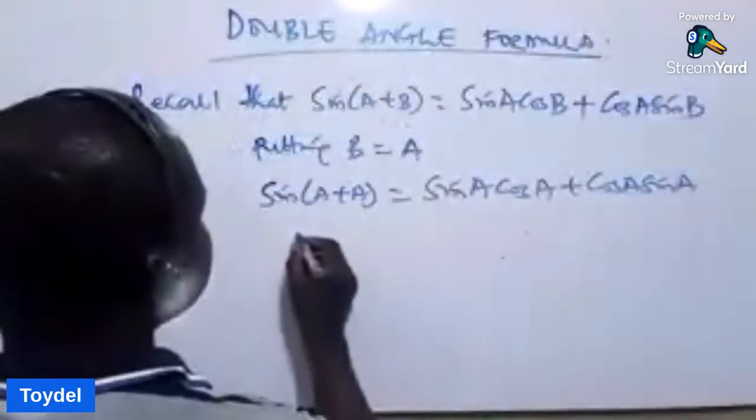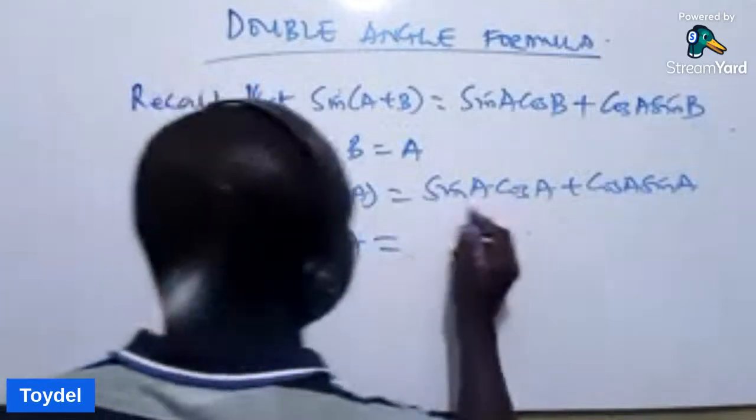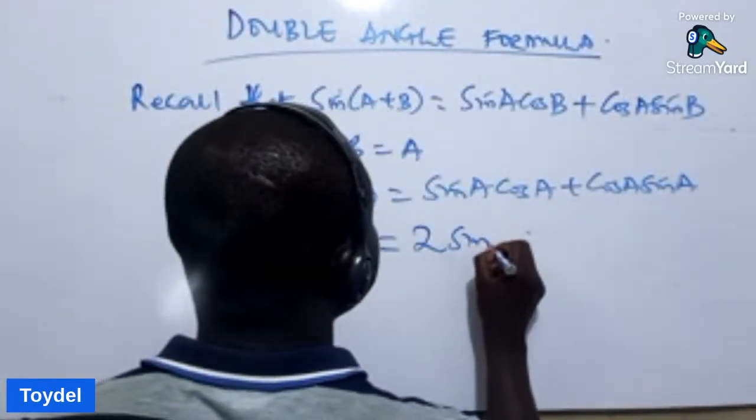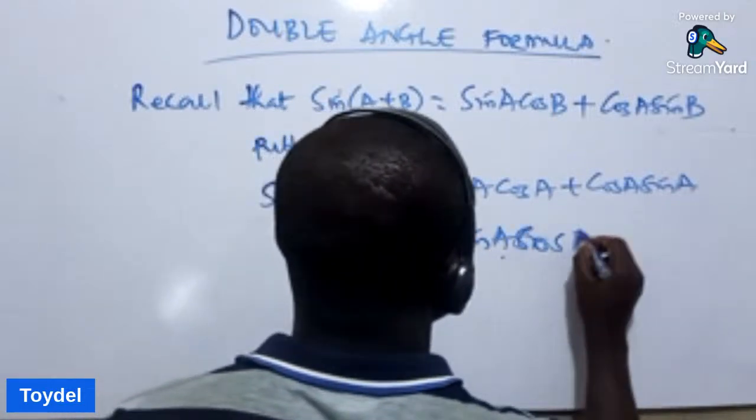plus cos A sine B. Product is commutative, so this is the same thing as sine 2A, since A plus A is 2A. Sine 2A will now give us sine A cos A plus cos A sine A, so that will give us 2 sine A cos A.